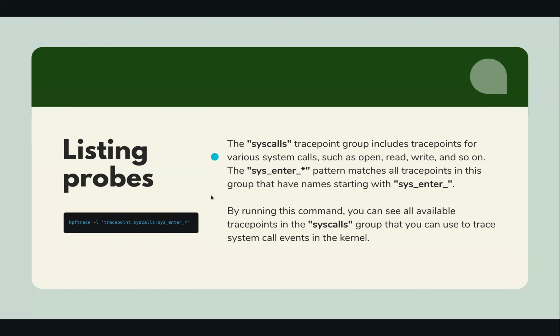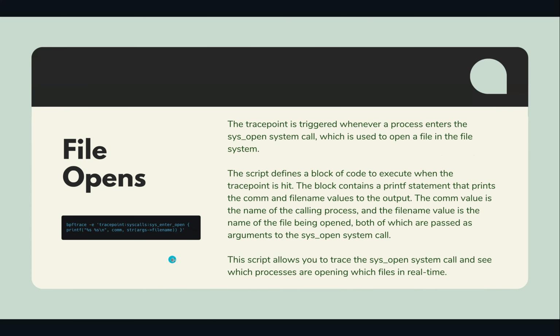So let's say the user wants to get the syscall tracepoint group. He goes into the syscall tracepoint group, and he enters sys_enter_*. It will print out all the tracepoints that have the same pattern of sys_enter_ followed by a star. By running this command, you'll be able to see the tracepoints in the syscall group, through which you can trace various system call events that are running in the kernel. So that was the listing part.